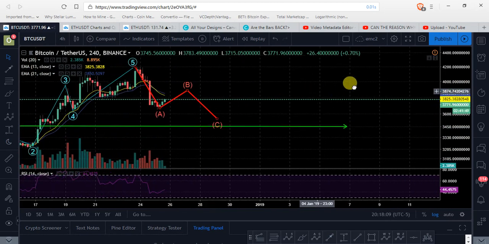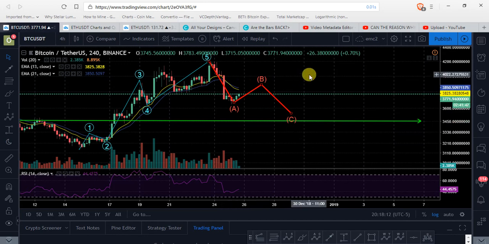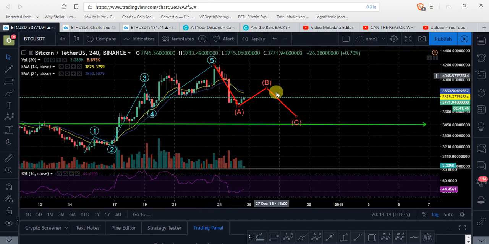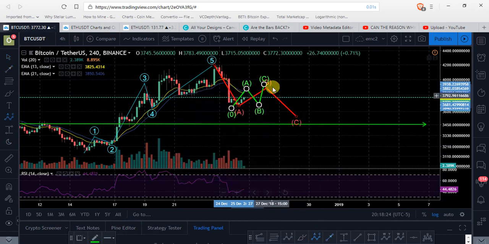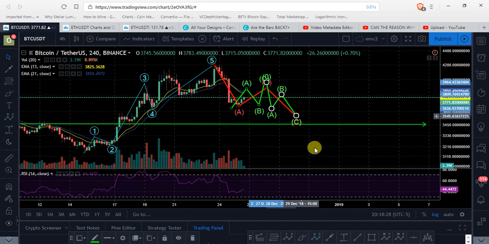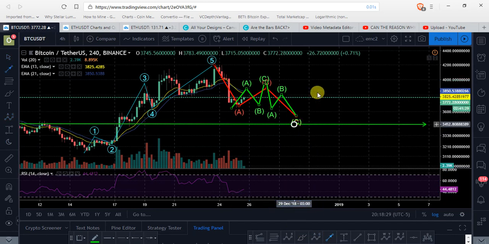That means we don't have a flat correction yet, and then we need a zigzag correction, and a zigzag is 1, 2, 3, right? A 1, 2, 3, and then we're going to get a sell. It's going to be very volatile. 1, 2, 3, and another 1, 2, 3, and then we're going to the moon after that, most likely, right?